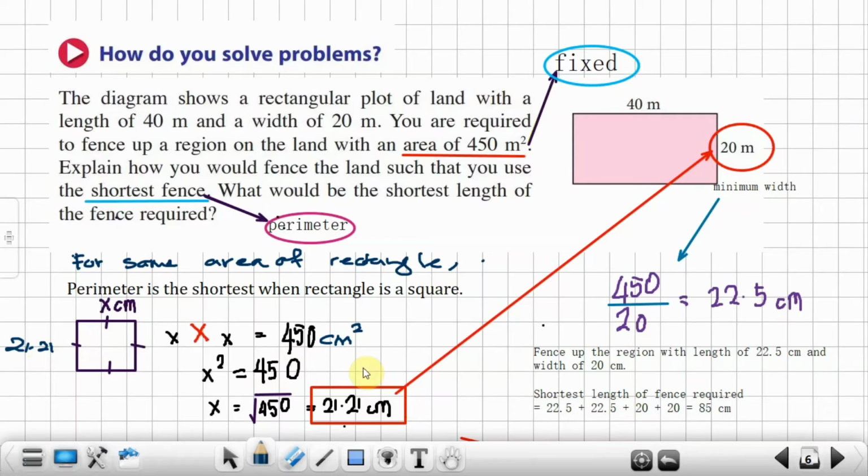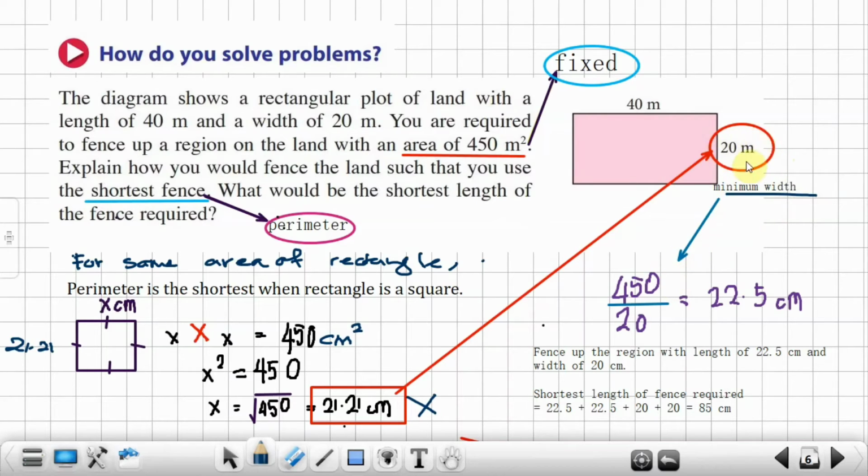This is not possible because one side, which is the width of the original land, is only 20 meter. This is over 20 meter, so this is not possible. We cannot fence up this region. So what we need to do now is make this 20 meter width the minimum width of the region that we want to fence up.